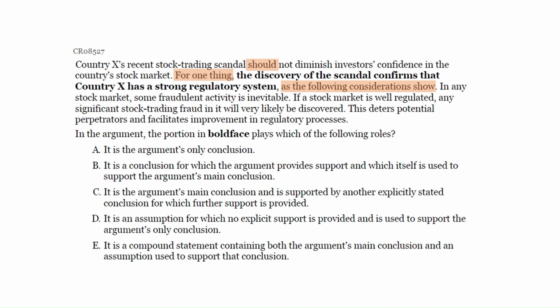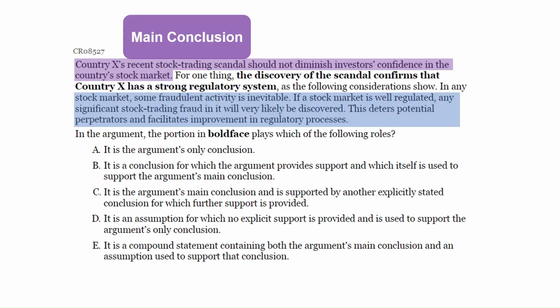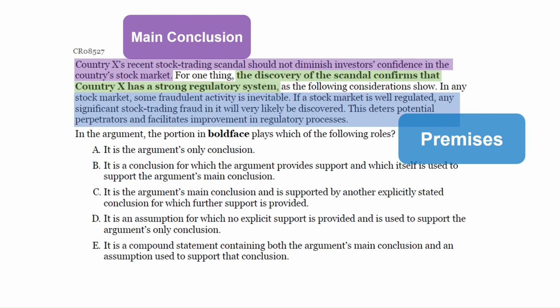So here, the main conclusion, the part where the author is trying to put forward their main point of view, is the first part. The investors should have confidence in the stock market. Why is that? Well, the considerations are giving some support, but the considerations are supporting the bold part, which is going on to support the main conclusion. Hey, we've got another intermediate conclusion here. Notice how we got very clear about the building blocks of the argument before looking at the answer choices.